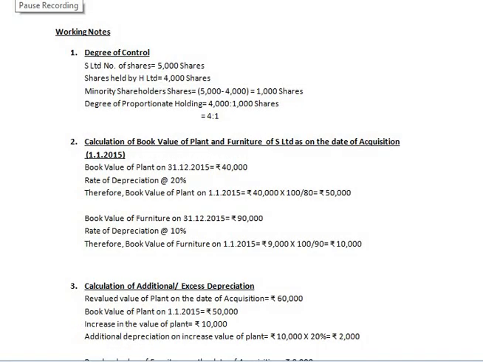The first one is the degree of control. The total number of shares of S Limited is 5,000 shares. The number of shares acquired by H Limited is 4,000 shares. So the minority shareholders' shares will be 1,000 shares. Therefore, the proportionate holding between H Limited and S Limited will be 4:1, that is 4,000 shares to 1,000 shares.